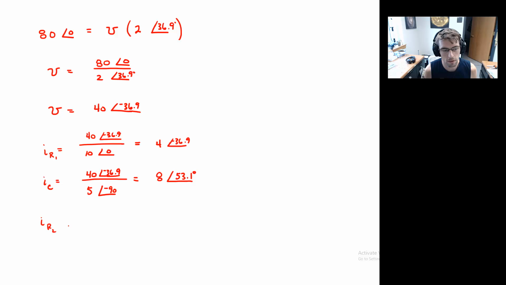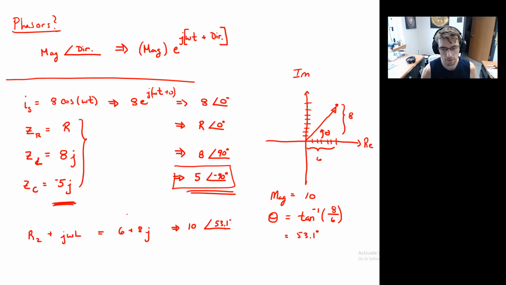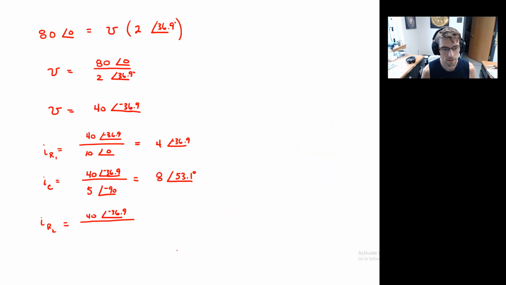Or if we want the current flowing through R2, we have 40 at negative 36.9 divided by, and I don't remember what we had for the phasor there again, 10 at 53.1. So we have 10 and 53.1. And so here you get something like 4 at negative 90. Boom. Pretty cool, right?